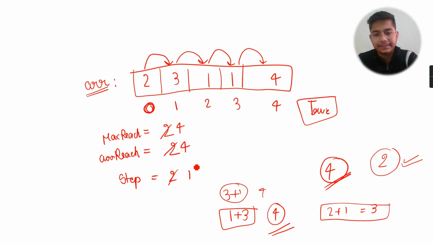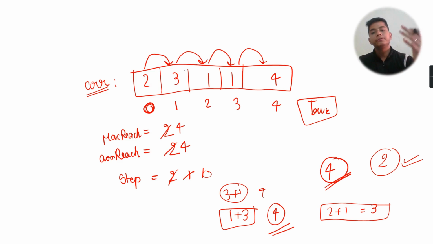So we have to increase the step by 1, right? So it will mean we have reached our final position. It simply states that we will be maintaining a maximum reach, a current reach, and the number of steps that we are having, right? The number of steps is the amount of purse that we have, the amount we can spend on, right?